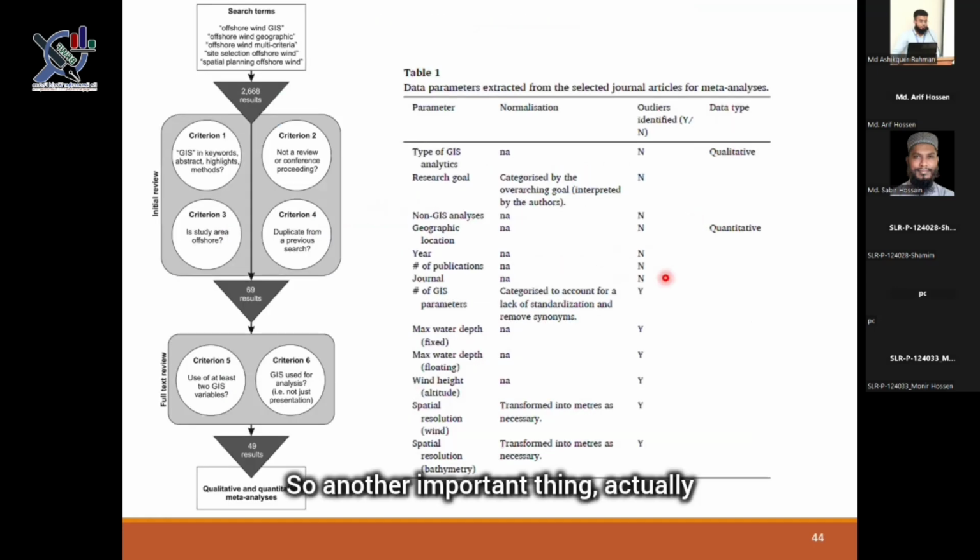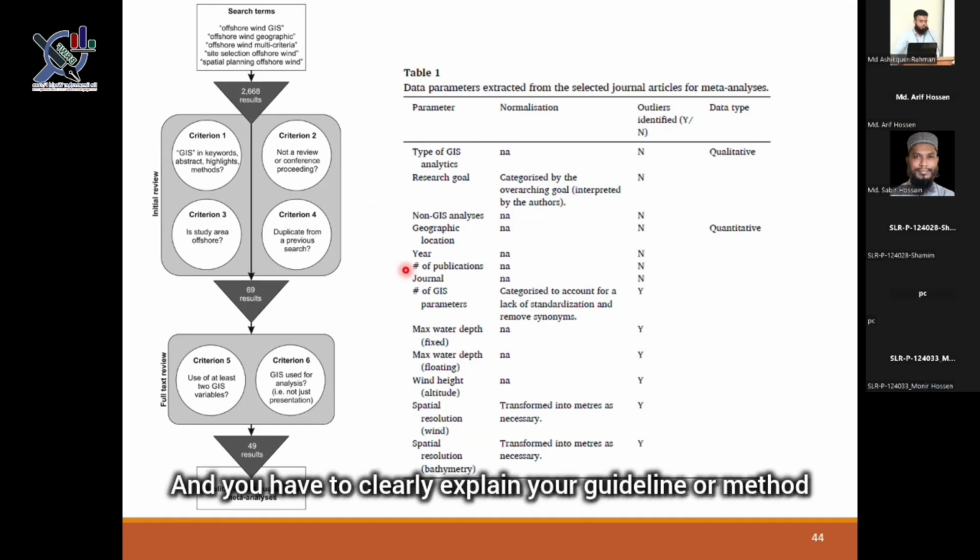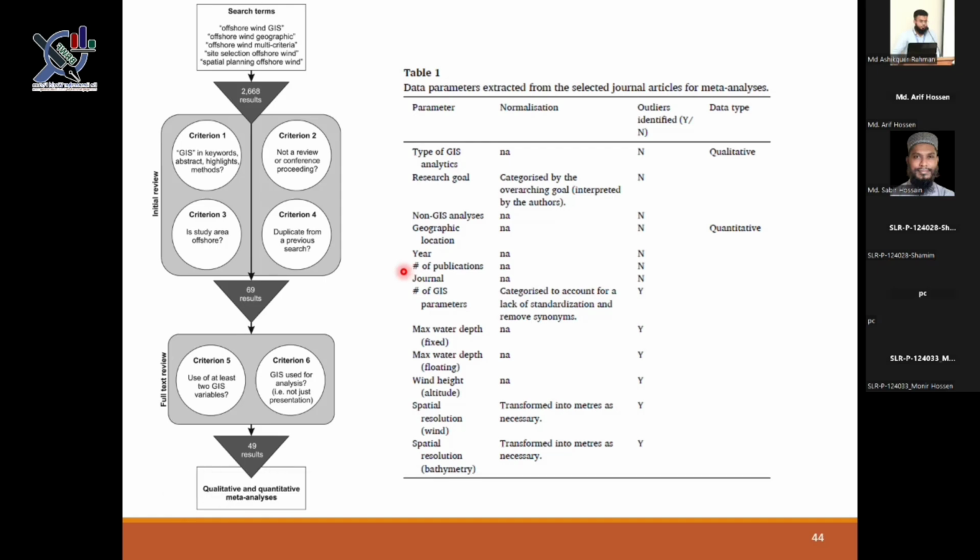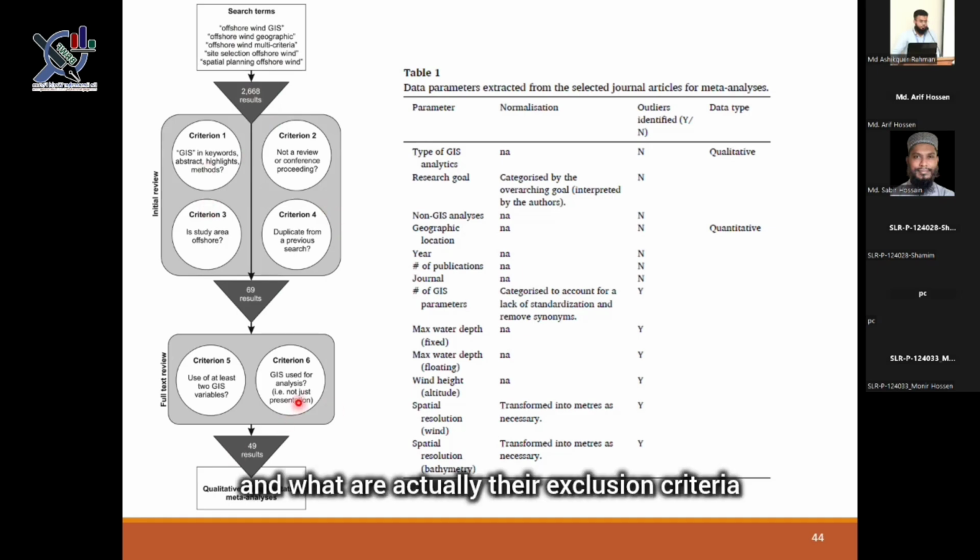Another important thing you can see here is that they didn't follow the PRISMA protocol. So it is not compulsory for a systematic review to follow PRISMA. But the important thing is you have to follow some kind of guideline or method, and you have to clearly explain the guideline or method you follow. Here they just used normal search items. What are the search items, what are their inclusion criteria and exclusion criteria, and how many papers they got. They just used this kind of flow diagram.